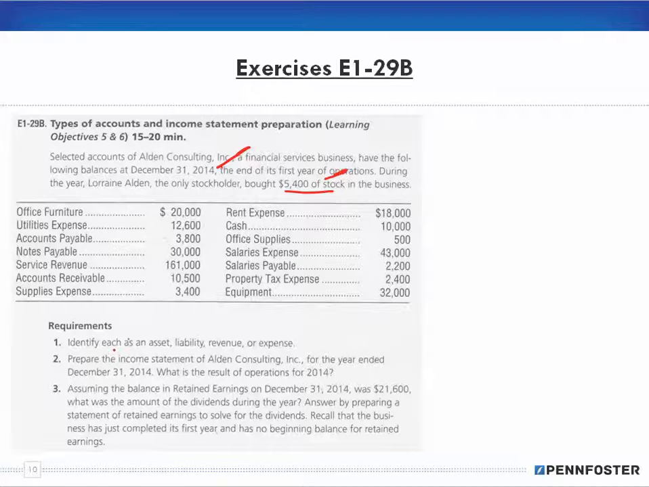All right. So the requirements: number 1, identify each as an asset, liability, revenue, or an expense. Then number 2, prepare the income statement for the year ended December 31st, and what is the result of the operations. In other words, it's asking us what's the profit or loss. And then 3, assuming the balance in the retained earnings on December 31st was 21.6, what was the amount of the dividends during the year? Okay, so that's what the question is asking me. What is the amount of the dividends?